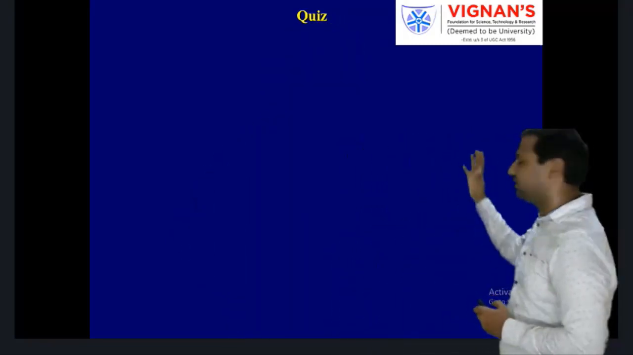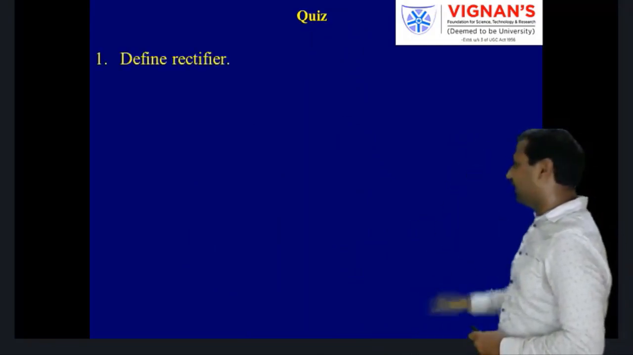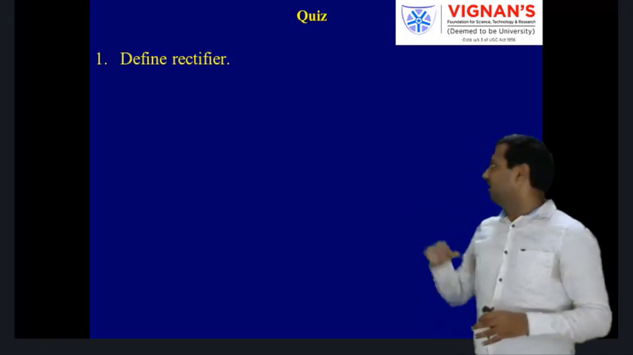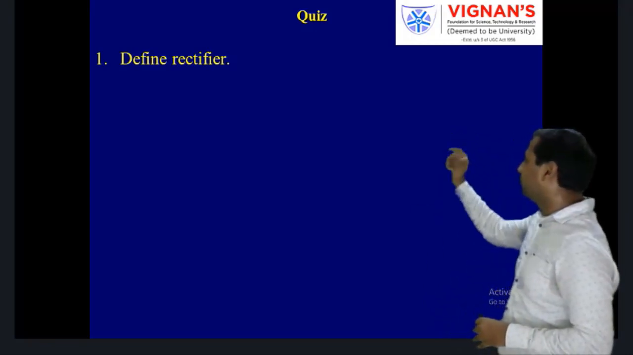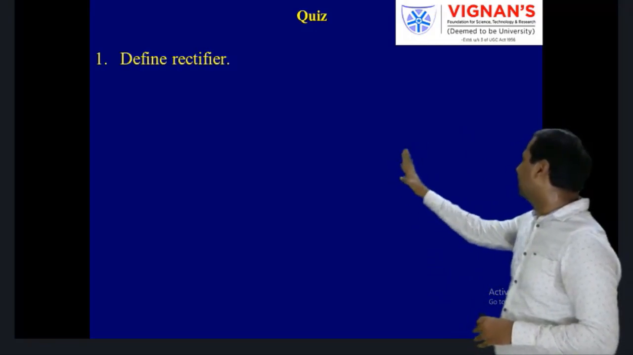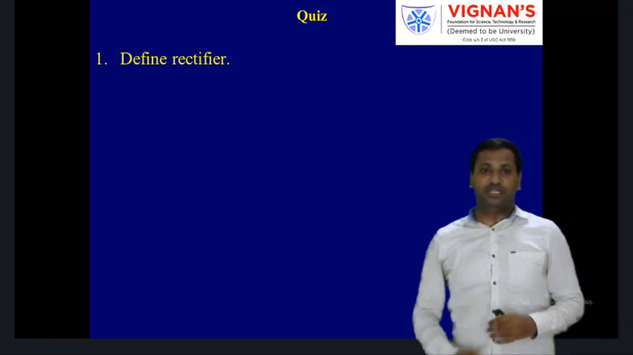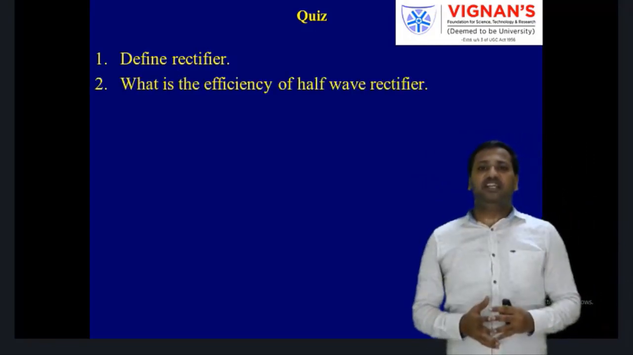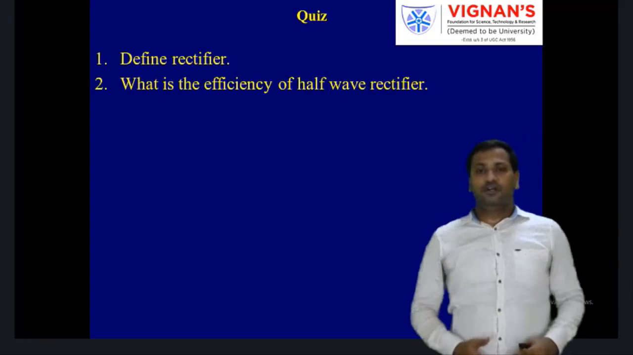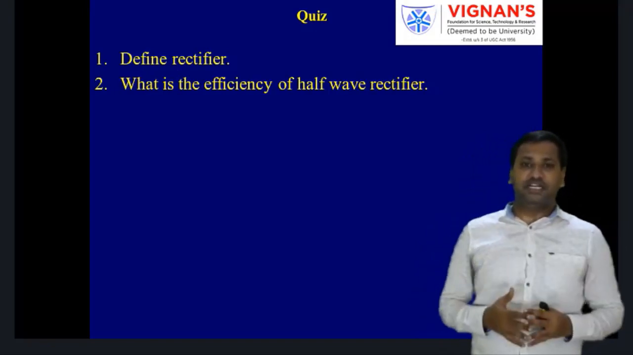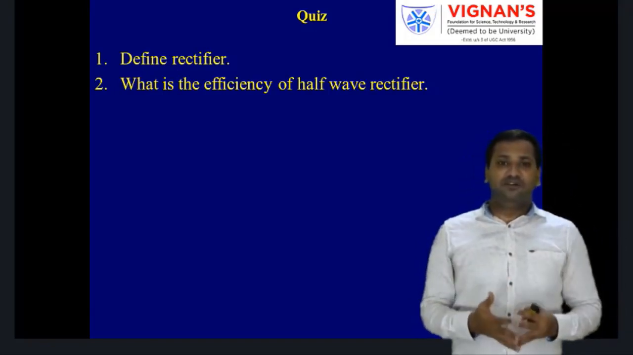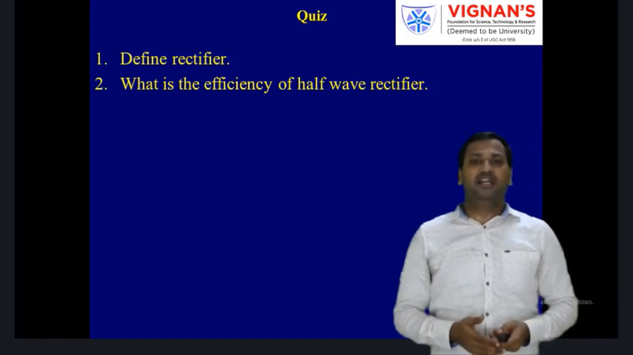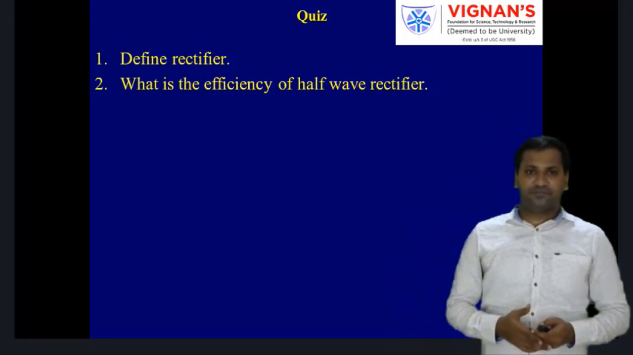Out of that, the first one is you have to define the rectifier. As defined earlier, a rectifier is a device which converts an input AC voltage to an output DC voltage. Next one, the efficiency of the half wave rectifier. We found the efficiency of the rectifier and derived its value, which comes to around 40.6%. You can go through the efficiency calculation of that rectifier.